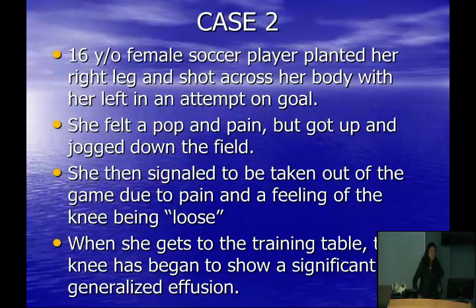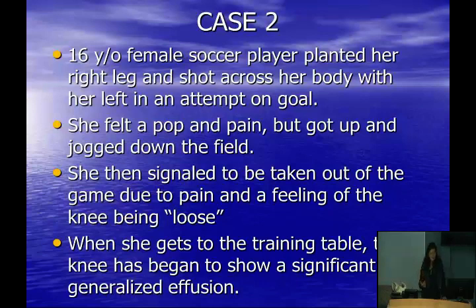Okay, case 2. So we have a 16-year-old female soccer player. She planted her right leg, and then she shot across her body with her left leg in an attempt to score a goal. So we're planting our right foot, and we're doing a big shear force twist. She felt a pop and a pain, but she got right back up, and she jogged down the field, okay? So it wasn't enough to ground her. But when she was running down the field, something didn't feel right. The knee felt very loose, so she signaled to the coach that she needed to come out of the game.